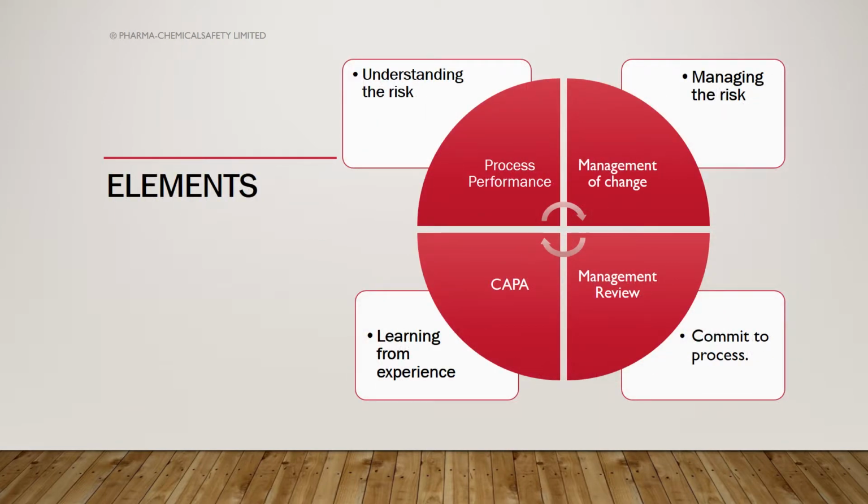And now here on the elements, you have the four elements from ICH-Q10, and the pillars from risk-based process safety. So process performance is understanding the risk, management of change is managing the risk, management review is commitment to the process, and CAPA is learning from the experience. So the graphic that I showed on the second slide is pretty much what can be inserted on ICH-Q10.